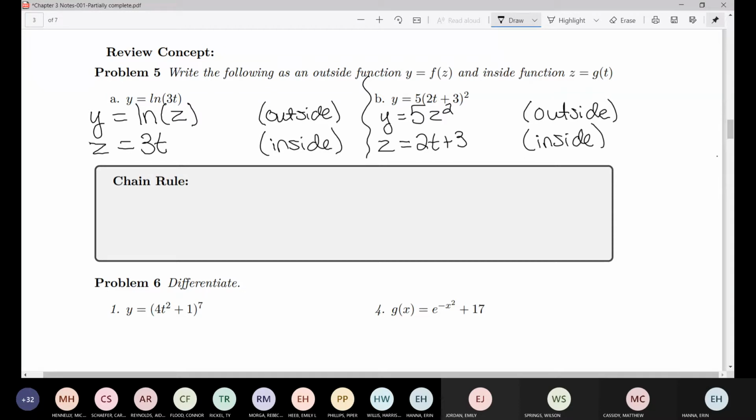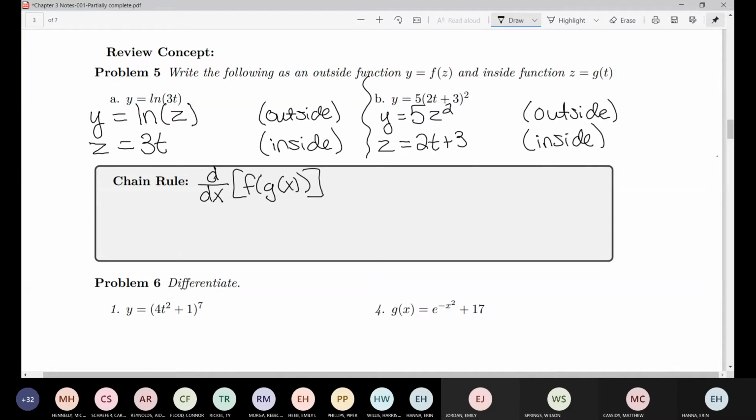So I'm going to write the rule first, and then I'm going to get to the tips. So hold on a second. We'll get there. Essentially, we need to be able to locate these outside and inside functions, because the chain rule, which is the rule we're about to learn right now, takes the derivative of these pieces separately. The chain rule tells us how to take the derivative of a composition.